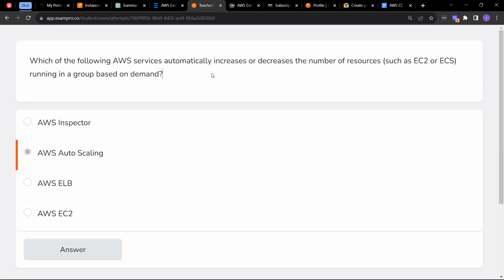So for this question, it says which service, right? The service that automatically increases or decreases the number of resources, and that is auto scaling. Elasticity is not a service that does it. Elasticity is the ability, or a feature. For a system to be able to auto scale means that the system is elastic.